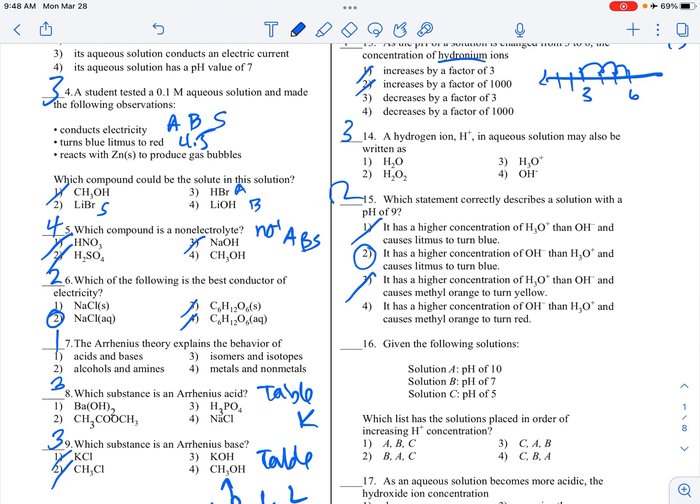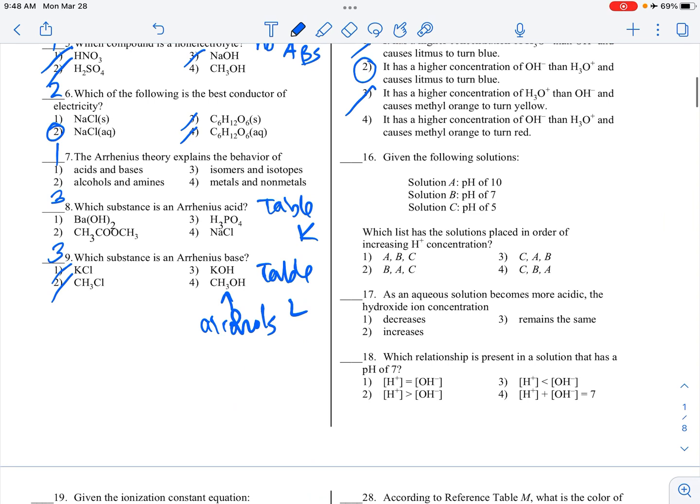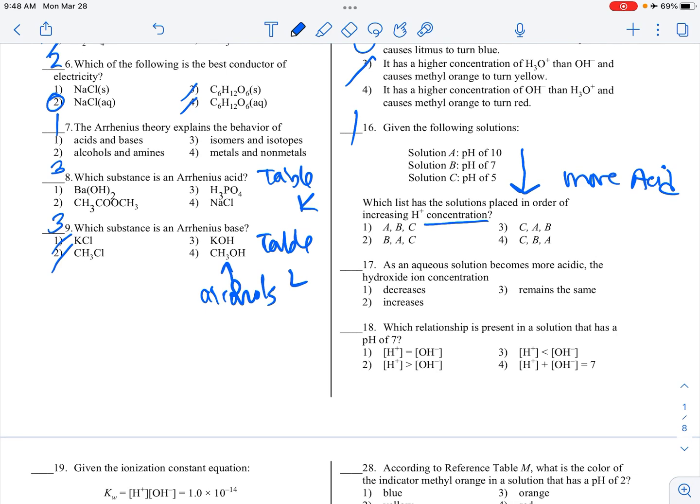Methyl orange turns red in a low pH. So that's not it. This question, everybody gets wrong, and it's because you just got to read it. Given the following solutions, increasing H plus becomes more acid. So you want to go down in numbers. So A, B, C. As an aqueous solution becomes more acidic, what happens to the hydroxide ion?